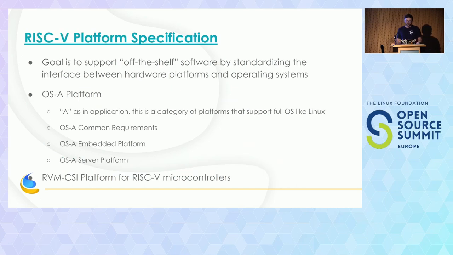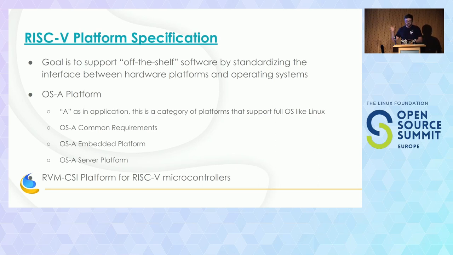So one of the ways that we're going to pull all these different things together is through a platform specification. It's still being developed, but the idea here is that we will have a way for off-the-shelf software like an enterprise Linux distro to be able to say, okay, I am certified to run on these RISC-V platforms, and a RISC-V server or something like that in the future could say, okay, I conform to the RISC-V platform specification, so I'll be able to support a RISC-V Linux distro that conforms to that specification.